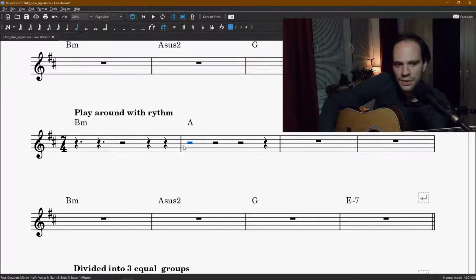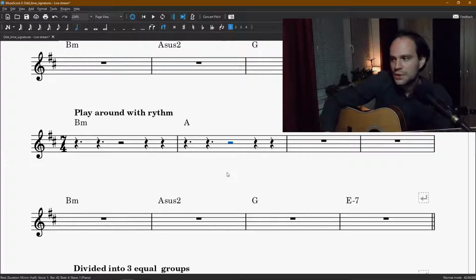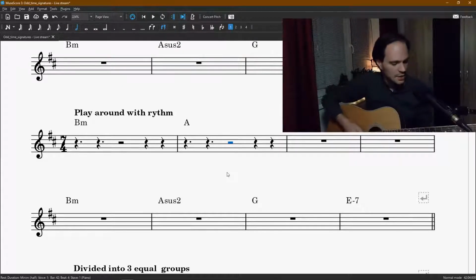Instead of the traditional way of opening up a 7/4, here I have a dotted quarter note, so that means we have 3 eighth notes. Then I made another dotted quarter note, which again is 3 eighth notes. And then I made a half note here, so that's 2 beats, 1, 2, and then 2 separate beats. So what that will sound like is this.